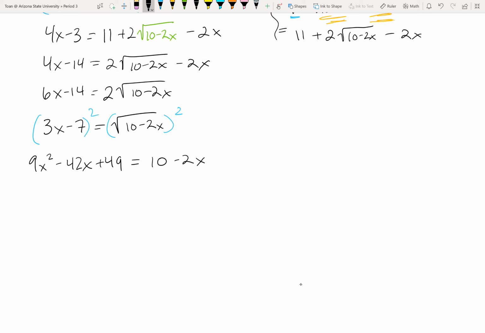It's a quadratic equation. To solve a quadratic, it needs to equal 0. So let's move everything to the left-hand side. 9x squared, I'm going to add the 2x, which is minus 40x. I'm going to subtract the 10, which is plus 39, equals 0. And then you solve it by factoring. If you don't want to factor, you can complete the square or use the quadratic formula.